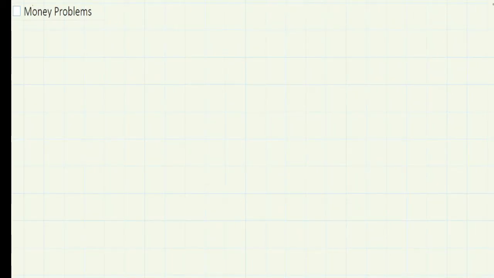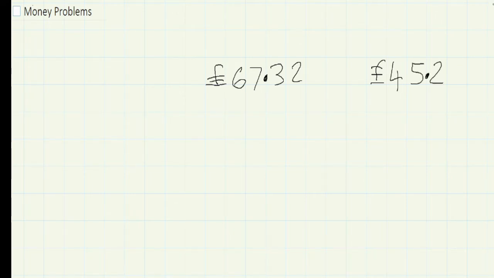Next is a how much more question. Let's say Mr. Blom has £67.32. That's all the money he has in the world. Let's say Mr. Saul has... He's quite poor, actually. He's only got £45.28. How much more has Blom got than Saul? By the way, this is how we spell my name if you care, because most people spell it wrong.